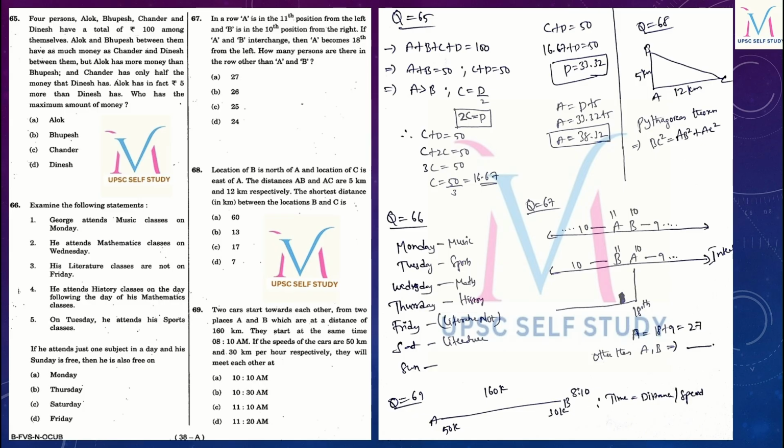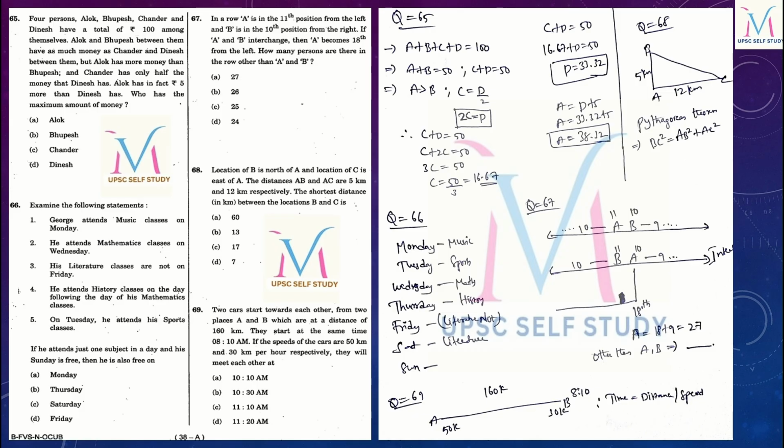If the speeds of the cars are 50 kilometers per hour and 30 kilometers per hour respectively, one car is traveling at 50 kilometers per hour and the other at 30 kilometers per hour, they will meet each other. At what time will they meet? This is a question regarding time and distance. For this we have to calculate the total kilometers. The total distance is equal to 160 kilometers.